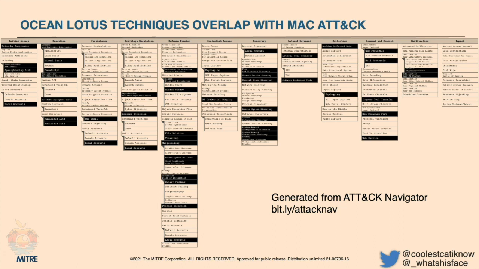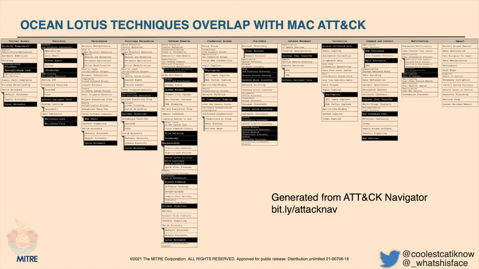So backing up to our Mac matrix again. We do have some techniques that we have on the OceanLotus group page that overlap with ATT&CK for Mac. Now, basically all of the reporting we have out right now that we're able to use in ATT&CK that we've seen is talking about Windows activities. And so these are Windows actions that are also possible on the Mac.